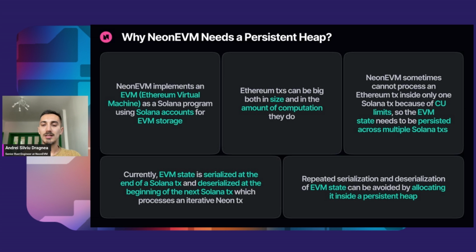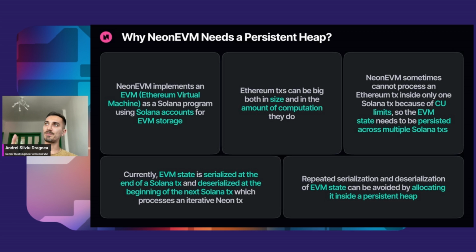And why do we need that? Because we need to pick up from where the previous transaction finished and reinitialize the EVM state and then start from that point onward until we finish the Ethereum transaction that is executed by our EVM. So the EVM state currently is serialized at the end of a Solana transaction and deserialized at the beginning of the next one until the whole big Ethereum transaction is processed. And this repeated serialization and deserialization of EVM state consumes compute units by itself.